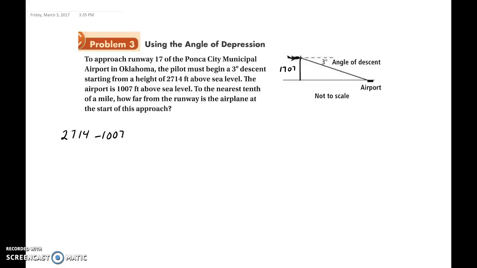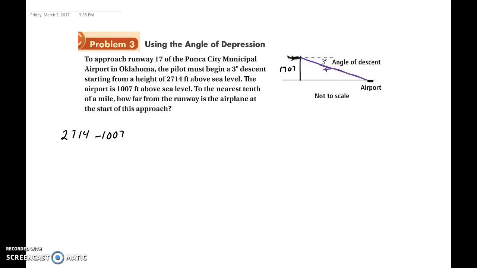Now, to the nearest tenth of a mile, how far from the runway is the airplane at the start of this approach? One of the things you need to make sure you understand is what they're asking for. When they say how far away is the airplane from the runway, they mean the actual distance. So they mean the distance of this line here. So that's what we're trying to solve for. So we're going to try and solve for the hypotenuse of this triangle.